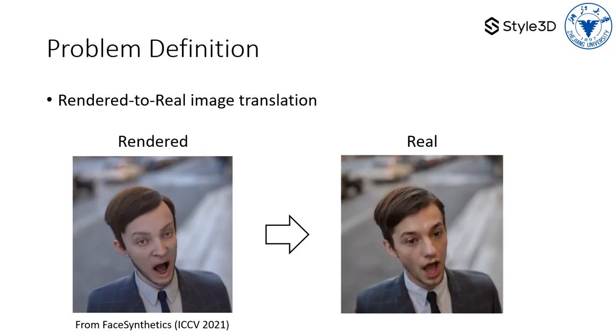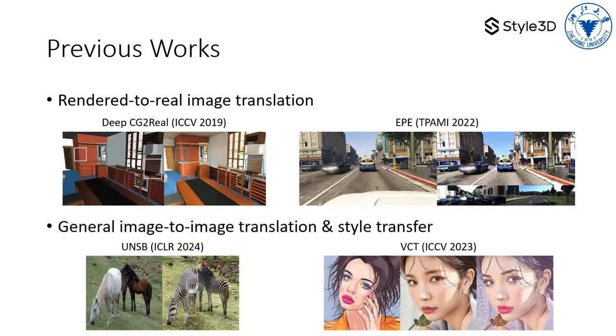In this paper, we study rendered-to-real image translation. We want to maintain the digital human identity and clothing design, while enhancing the fine-grained details such as skin texture and clothing wrinkles. Previous works can be roughly divided into two groups.